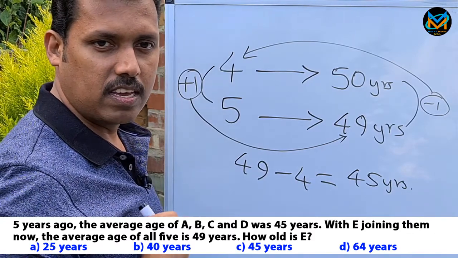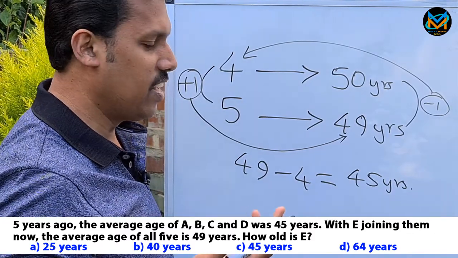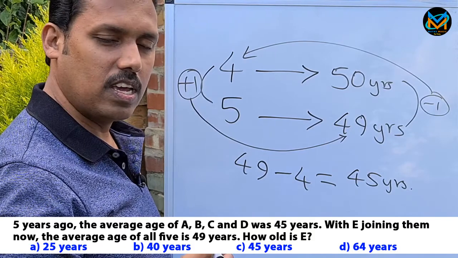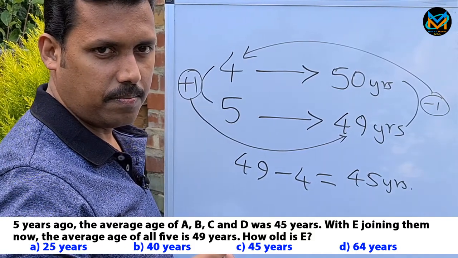So the answer is C. You can choose the answer straight away. I haven't done any calculation. If you practice it, you can do it in 5 seconds. Let's take an example of another question.